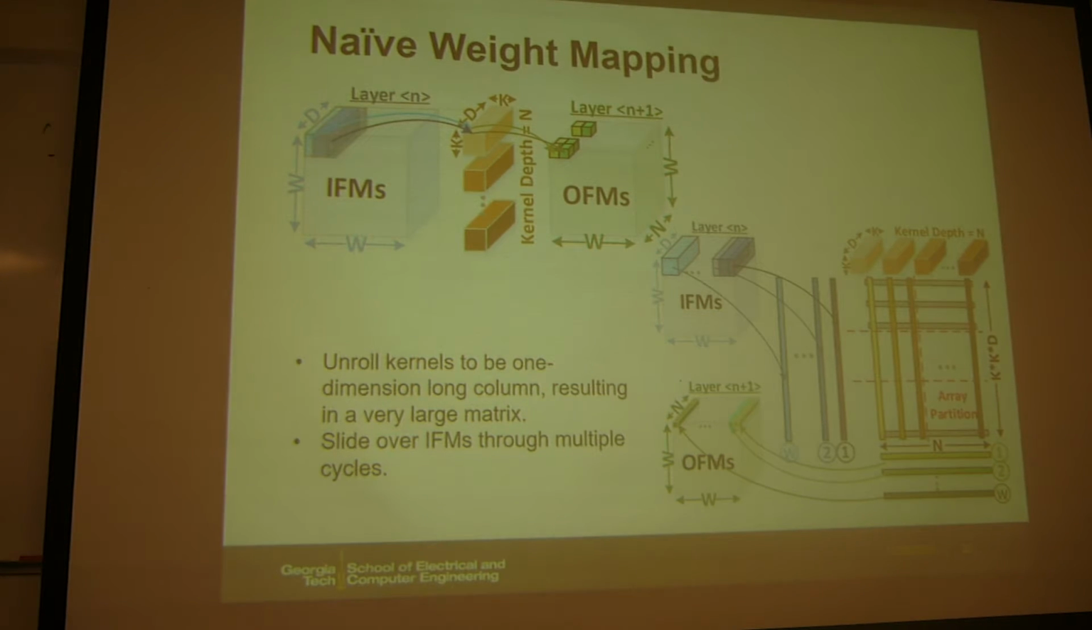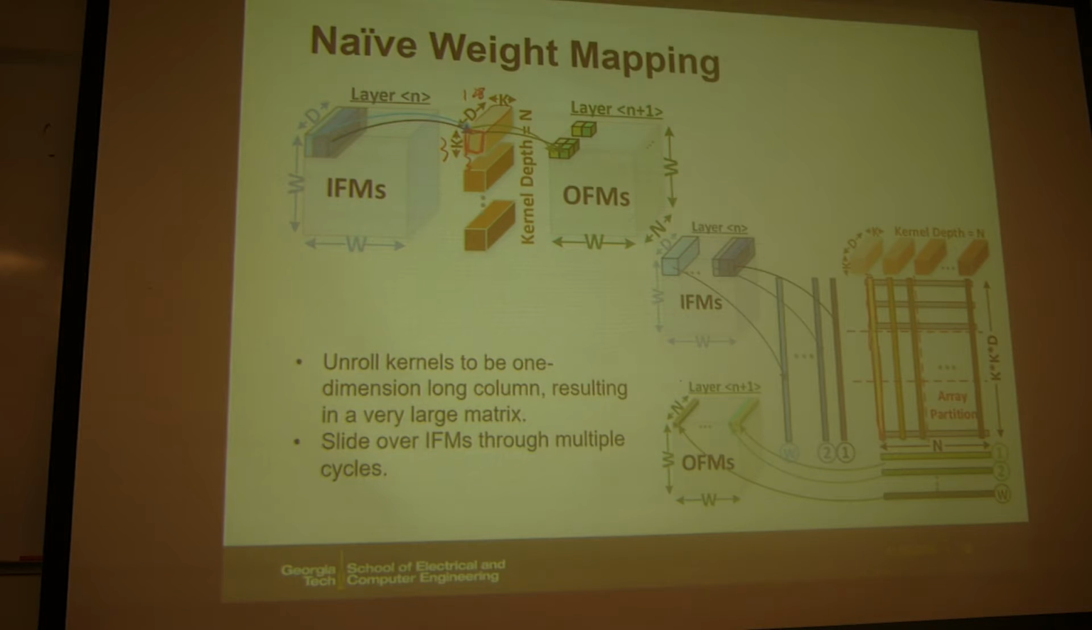And here are some naive weight mapping strategies. For example, if you want to map those kernels into the memory, what you can do is to unroll each kernel, let's say 3 by 3 by 128. You unroll all of them to be one column of your memory array.